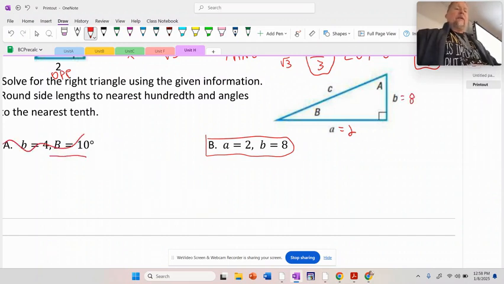I mean, let's think about this one. B is 10 degrees. If angle B was 10 degrees, what's angle A? 80. Then you could use trig, and that one's easier. This one's a little bit harder. Not really, but it is. They're about equal. But so how would I find C? Anyone? Pythagorean. 2 squared plus 8 squared.